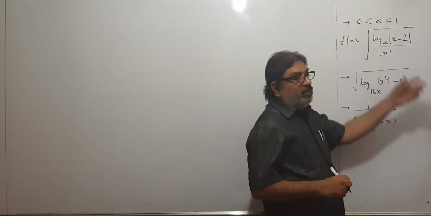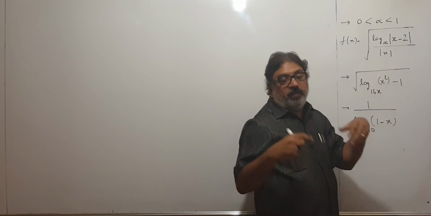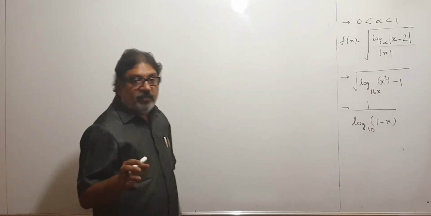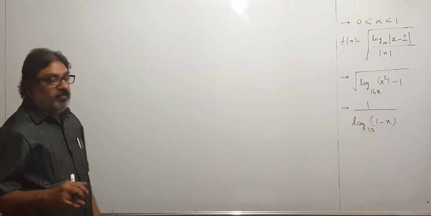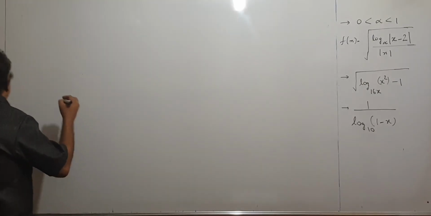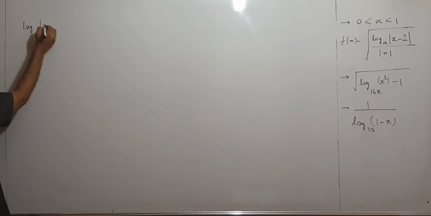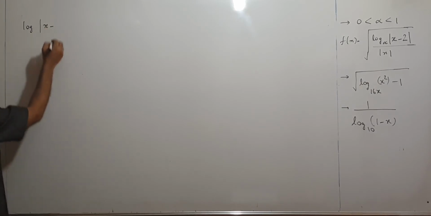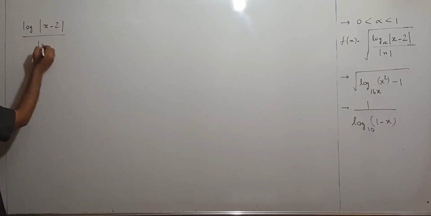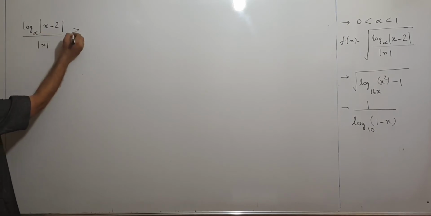See, root of something. This root of something should be greater than or equal to 0, because a square root can be defined only for 0 and positive numbers. So I understand that f(x), this log of mod of (x minus 2) upon mod x, for alpha should be greater than or equal to 0.